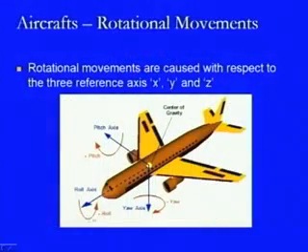So, this is one case of the rotational movement, and on the basis of this rotational movement, sometimes this axis is also known as the roll axis, and this motion is known as roll motion or the rolling motion. It may be a positive rolling motion, or it may be negative in the other direction.